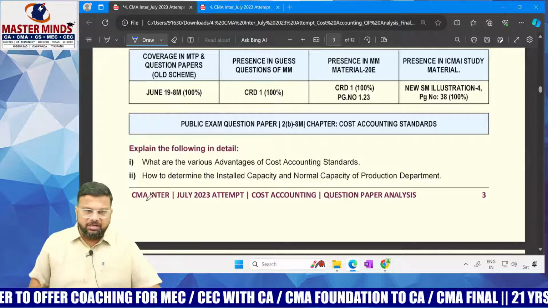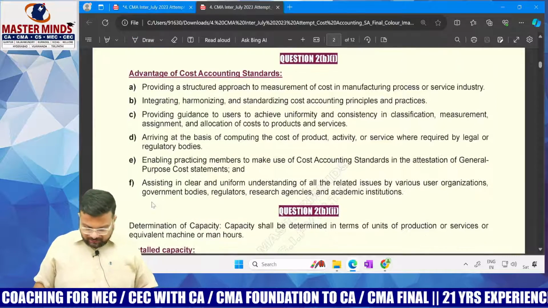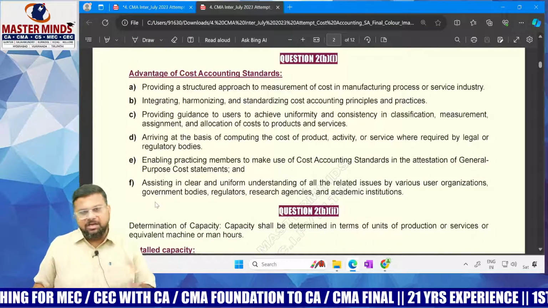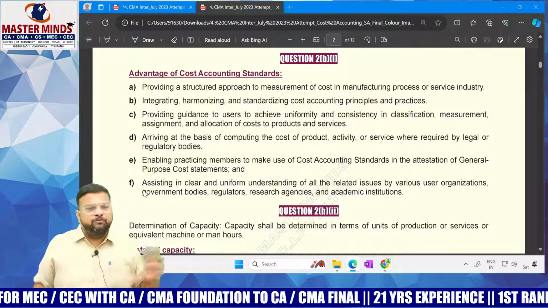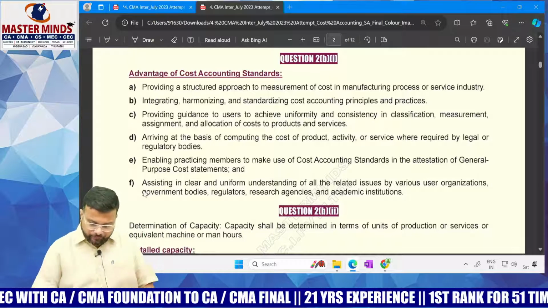2B, there are 3 questions given here. What are the various advantages of cost accounting? This question is directly available in our material. So these are some of the advantages. The primary advantage is to maintain uniformity, right? That is the primary advantage. And apart from that, we have some more advantages also.